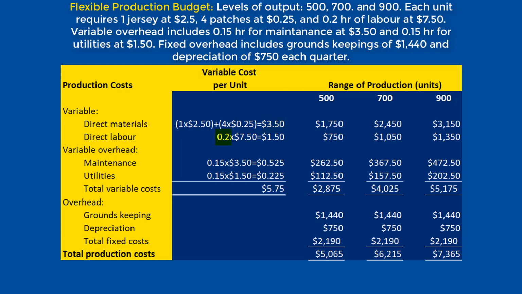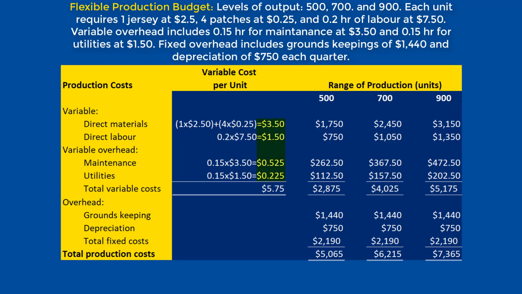Each unit requires 0.2 hours of labor at $7.50 an hour, or a direct labor variable cost per unit of $1.50. Variable overhead includes 0.15 hours for maintenance at $3.50 an hour, or a variable cost per unit of $0.525, and 0.15 hours for utilities at $1.50 per hour, or a variable cost per unit of $0.225.